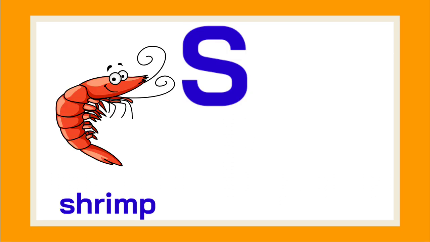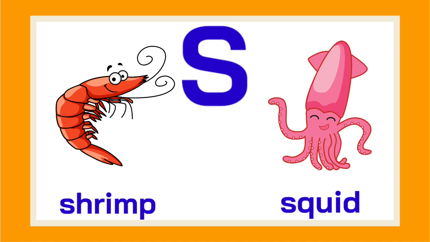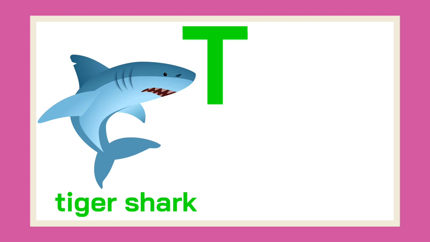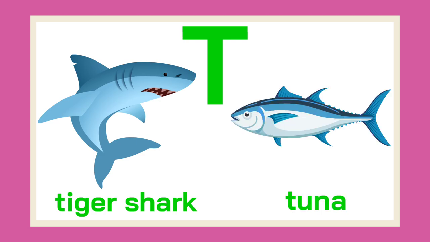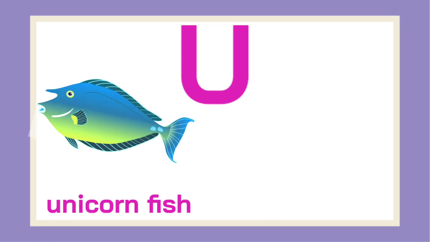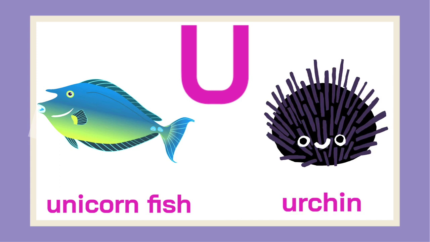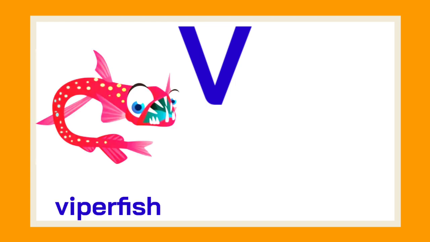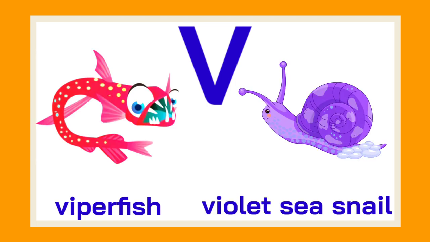S. Shrimp. Squid. T. Tiger shark. Tuna. U. Unicorn fish. Urchin. V. Viper fish. Violet sea snail.